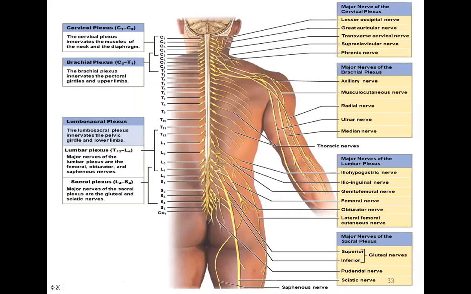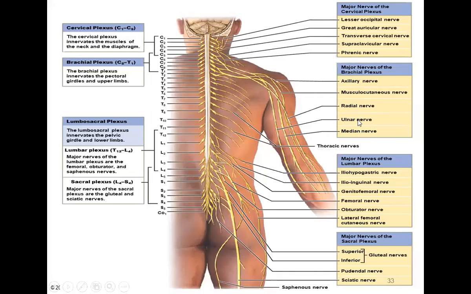Armpit, right? So going down towards the armpit: axillary, musculocutaneous, radial, which we should always associate with the thumb, whether it's the nerve or the bone or the artery, the ulnar, and the median.